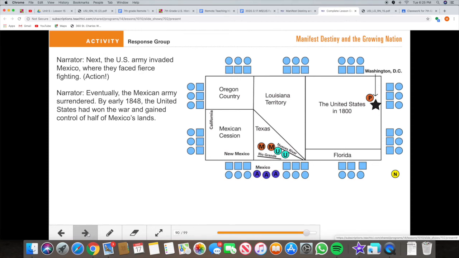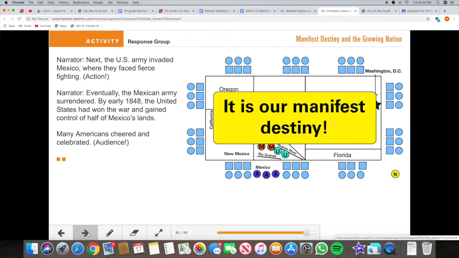Eventually, the Mexican army surrendered. By early 1848, the United States had won the war and gained control of half of Mexico's land. Many Americans cheered and celebrated. "Whee! It's our manifest destiny!"